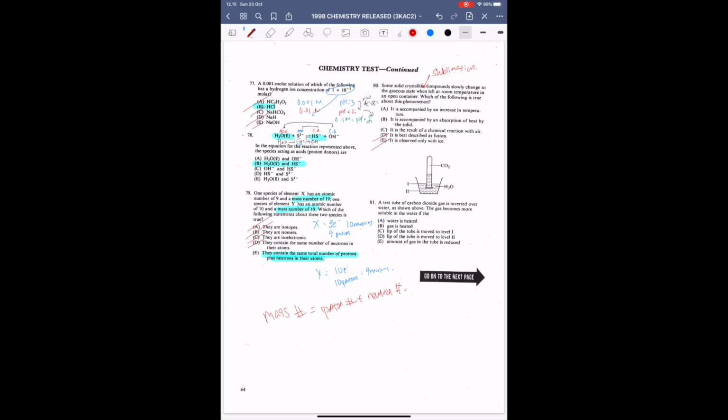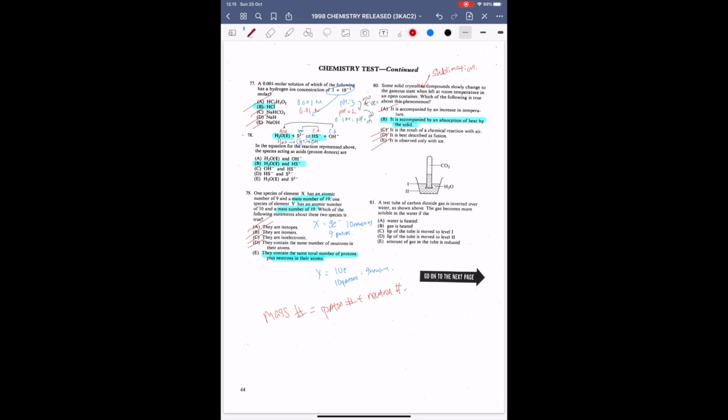C, it is a result of a chemical reaction with air. Nope, that's not true. B, it is accompanied by an absorption of heat by the solid. So the choice would be B. And A is not correct because sublimation is not accompanied by an increase in temperature. Because even if temperature does not increase, a substance can still sublimate.